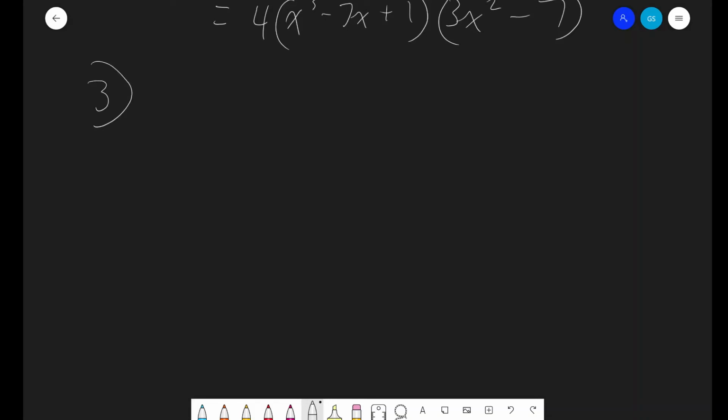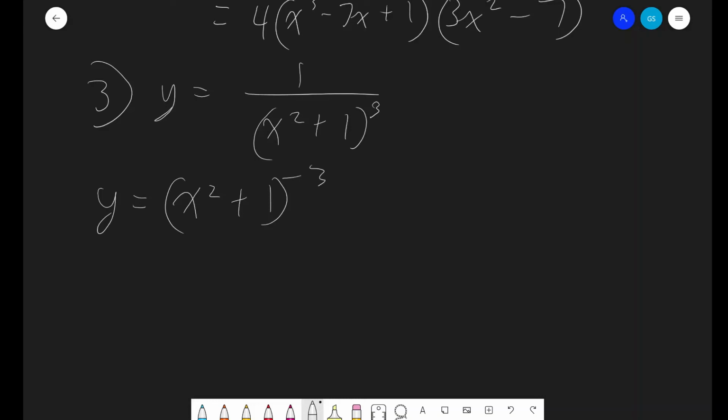Let's say I gave you this: y equals 1 over (x squared plus 1) to the third power. So the first thing to do would be to bring this denominator up top and write it like this: (x squared plus 1) to the negative 3, right?